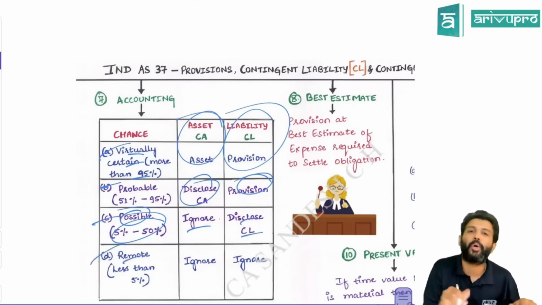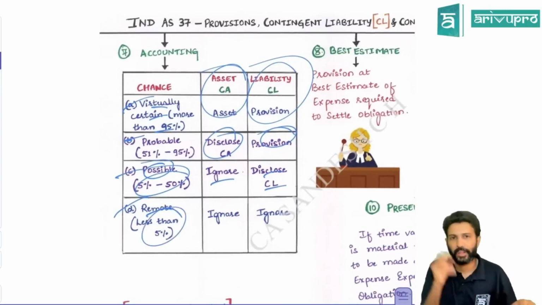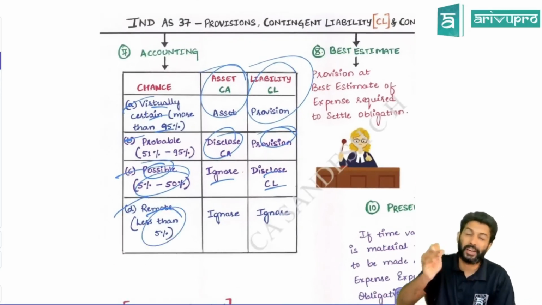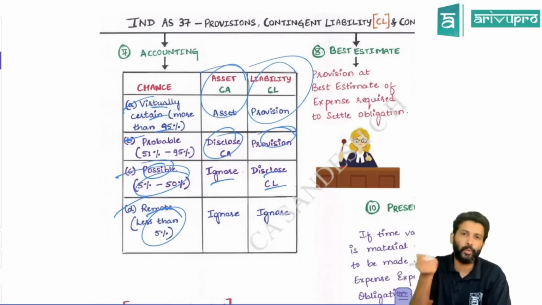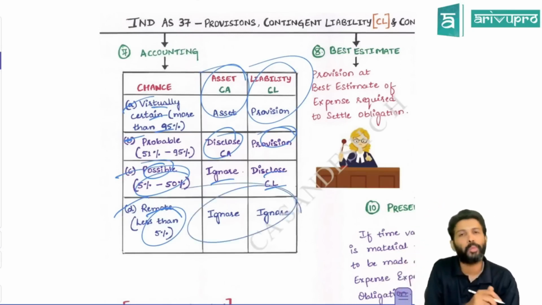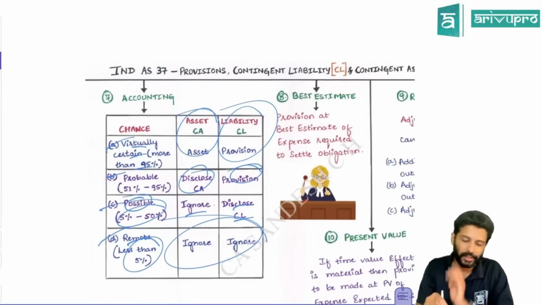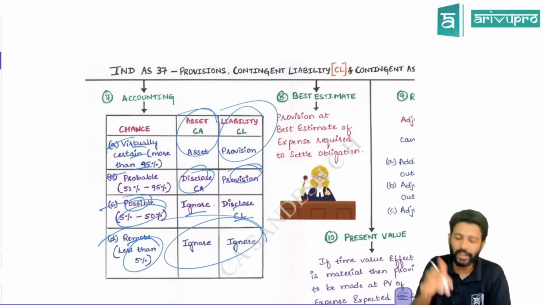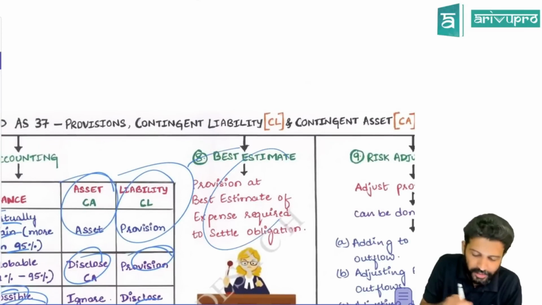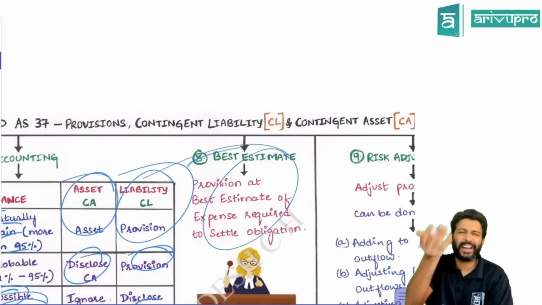However, if the obligation is remote, meaning less than 5% chance of inflow or outflow, we call it remote. If it's remote, on both sides you can ignore; you don't have to do anything. This quick table summarizes everything you need to do on the asset side as well as the liability side. And provision is recognized at the best estimated amount, and management does this.